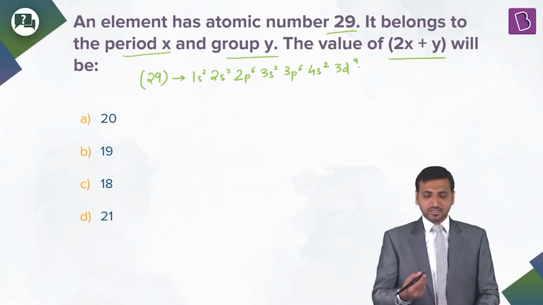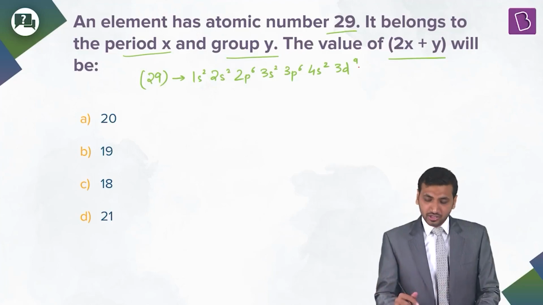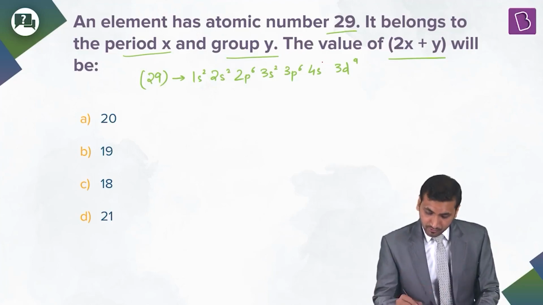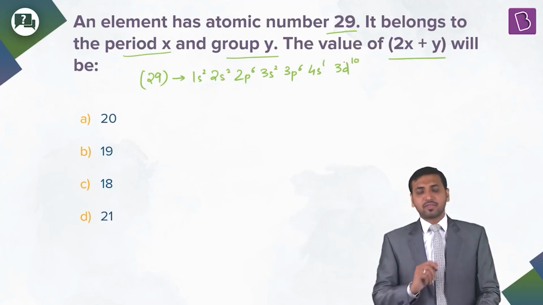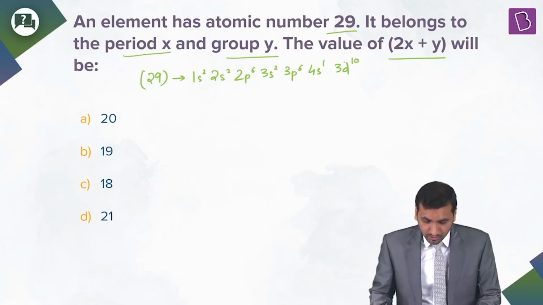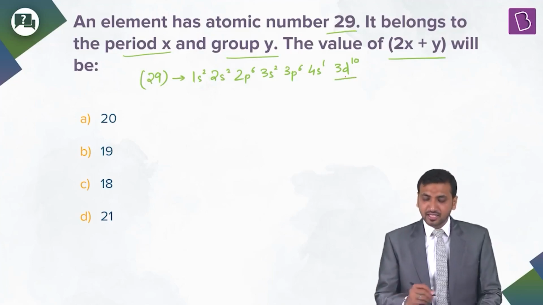But because we know this is a special case and there will be an electronic transition from 4s to 3d, so it will look like 4s1 and 3d10, right? This is what the electronic configuration looks like. And because the last electron is entering D subshell, so obviously it belongs to D block.